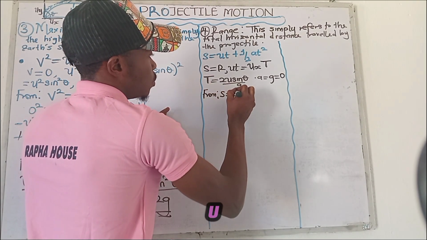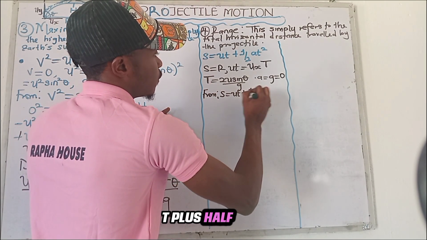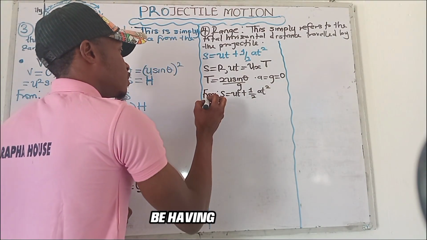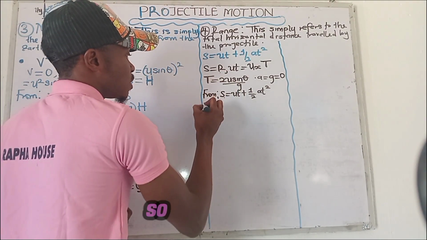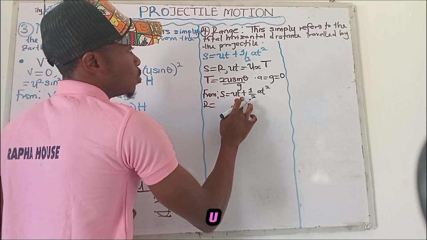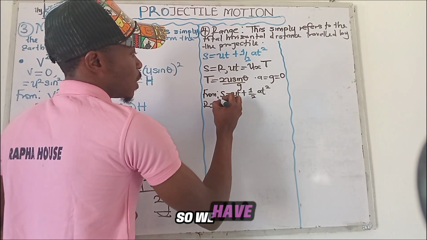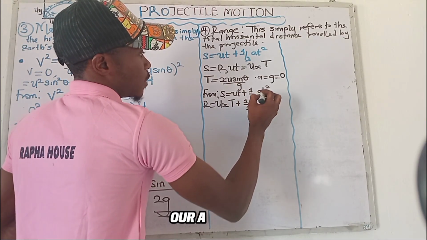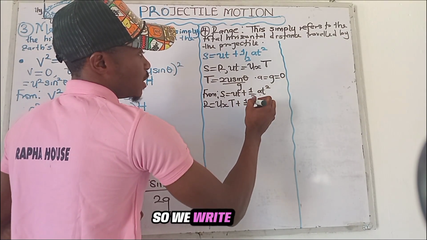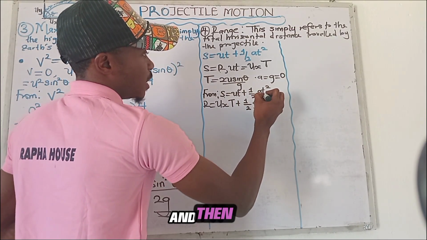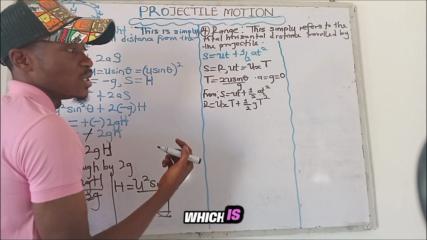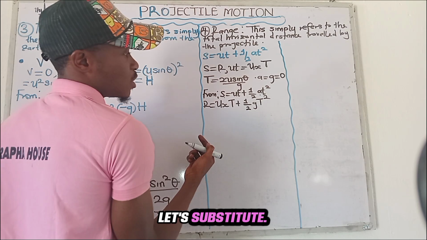From S is equals to ut plus half at squared. We'll now be having S is now R, right? So we have R equals to ut is now uxt, right? So we have uxt plus half. Our A is now G, so we write it like that. So A becomes G, and then our small t is now capital T, the square of capital T, which is total time of flight. Let's substitute.